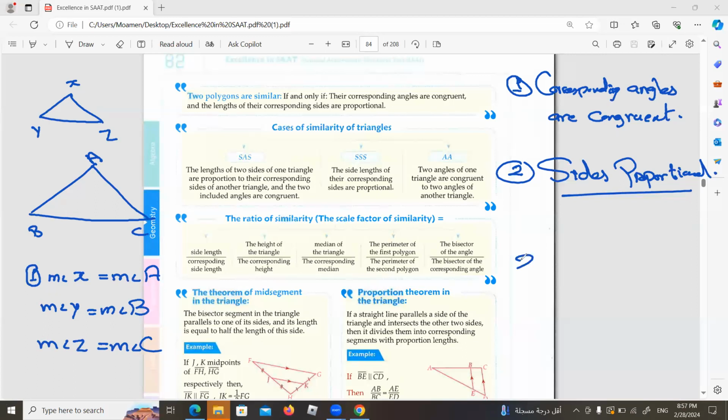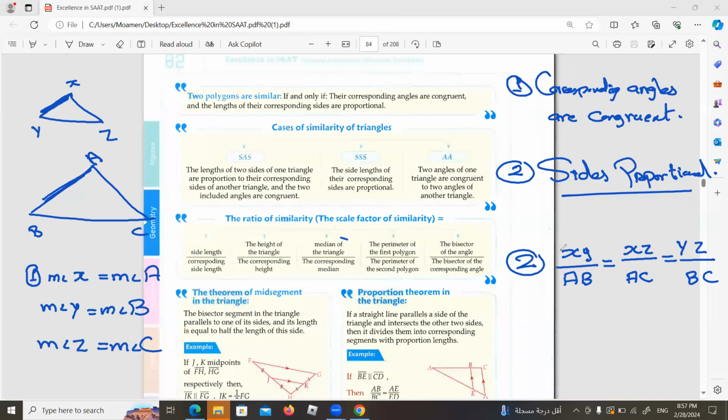What about number two, mister? The sides are proportional. It means the first side XY over the corresponding side AB equals XZ over the corresponding AC, and YZ over BC.